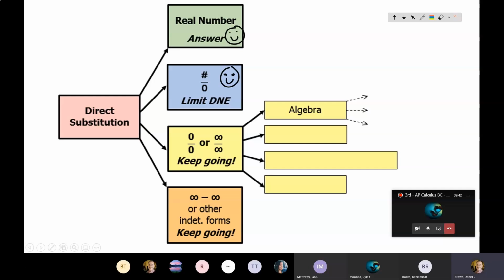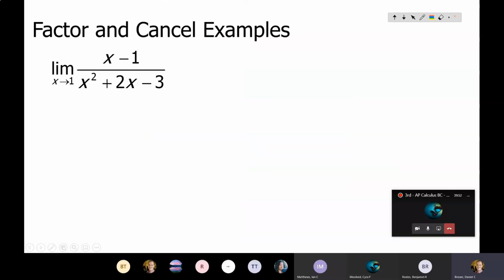Is anyone still copying that chart down before I change the slide? All right.